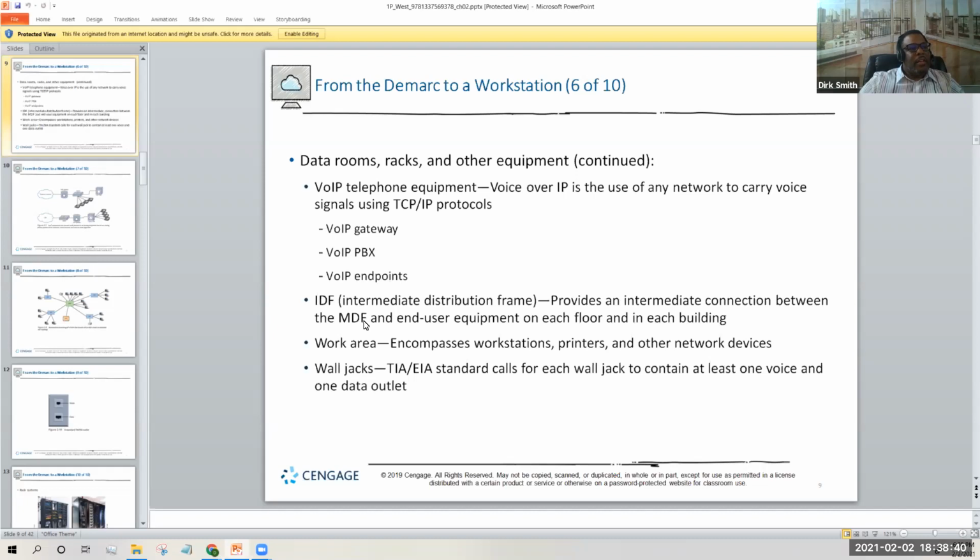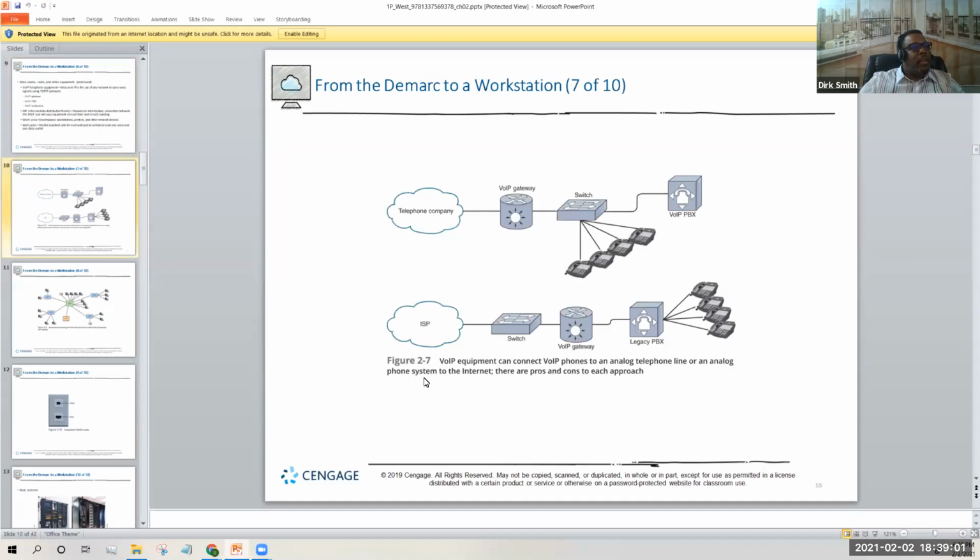The IDF, the intermediate distribution frame, provides an intermediate connection between the MDF and the endpoint of the end user equipment on the floor or in each building. And then you have different work areas that have workstations and computers and printers and other devices and wall jacks. And all that goes right back to that slide we showed earlier here.